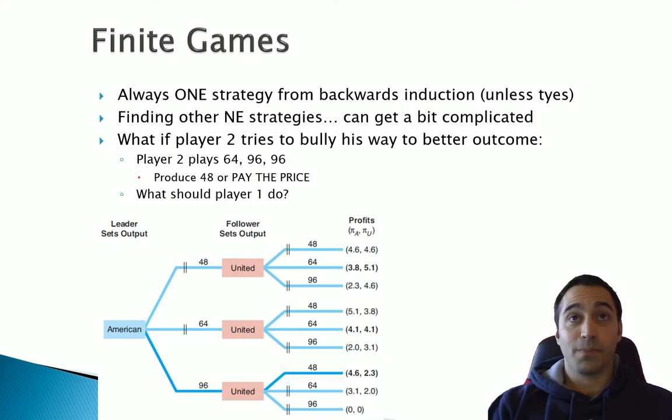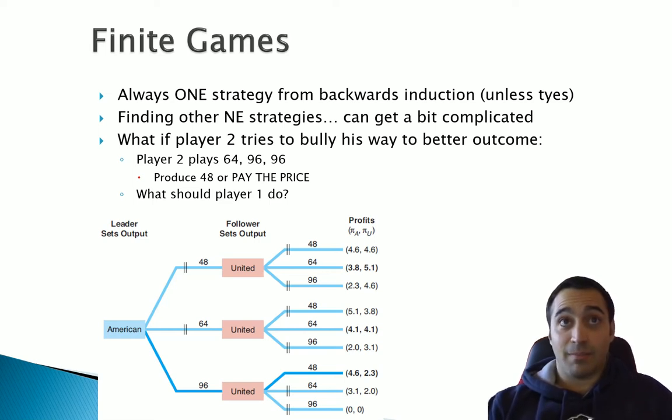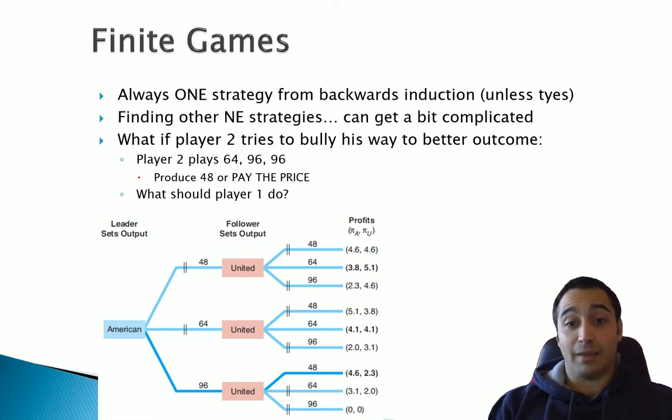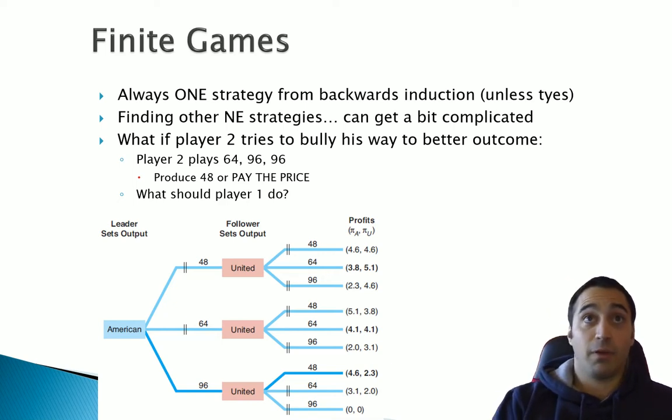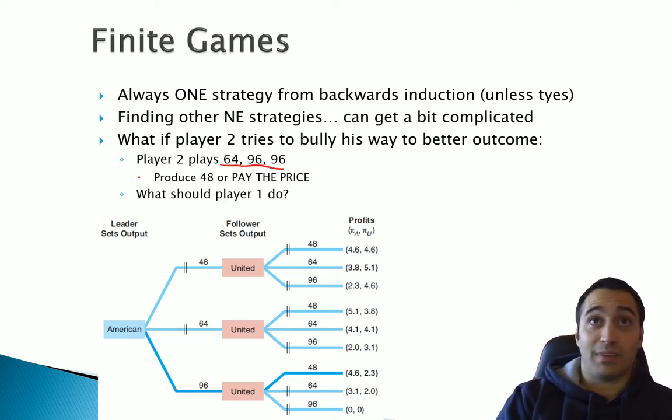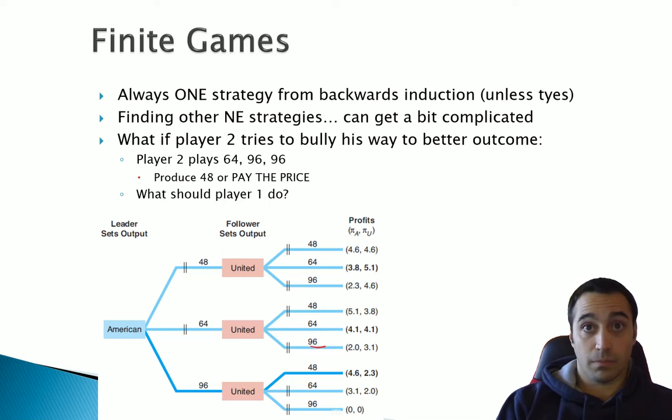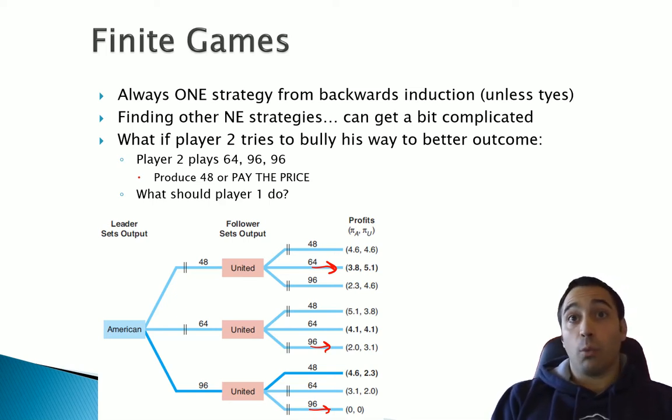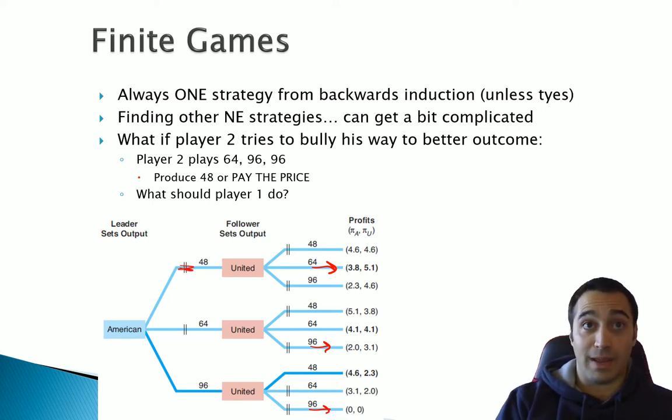All right, so one caution, finding the other Nash equilibriums can get a bit complicated. Basically, what we're going to do is wiggle some of the choices and see if we can find something that's stable. Basically, this always is done by trying to find a bluff. One bluff we can try is player 2 doing 64, 96, 96. If player 2 does 64, 96, 96, what will player 1 do? Well, player 1 observes the best that they can get is this 3-8, so they will play 48.